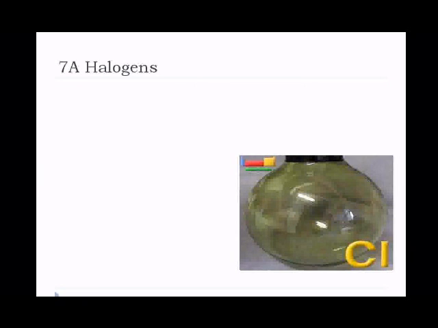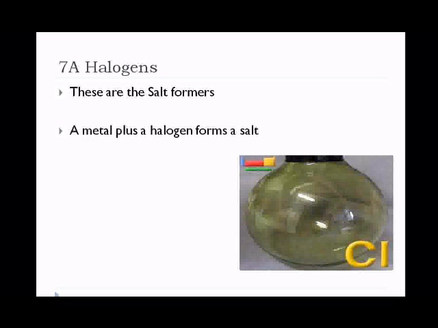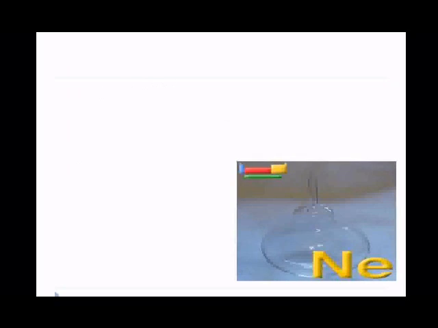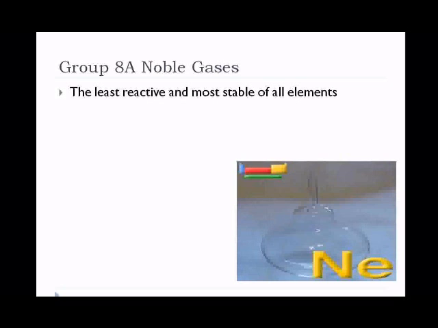Our halogens, these are the ones all in 7A, these are our salt formers. A metal plus a halogen forms a salt. One of the most common ones is sodium chloride. And finally, our noble gases, the least reactive and the most stable of all of our elements. Argon is the most abundant noble gas.